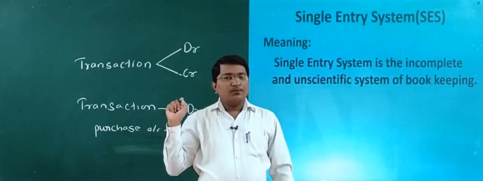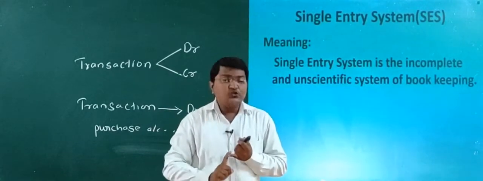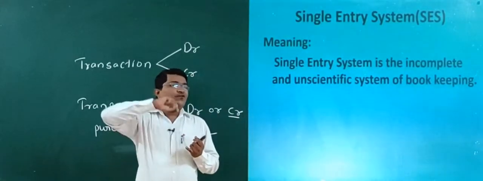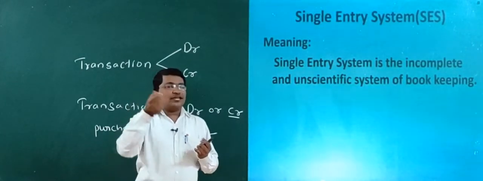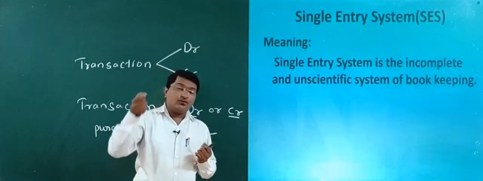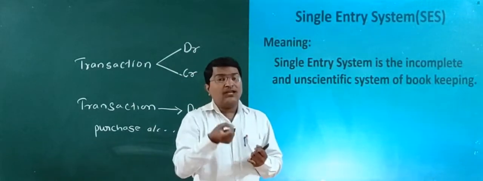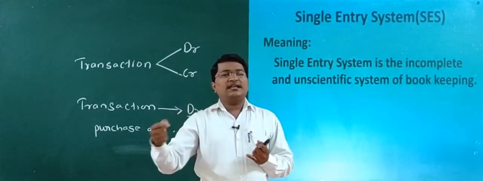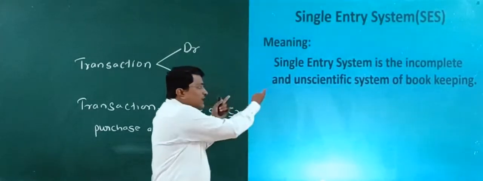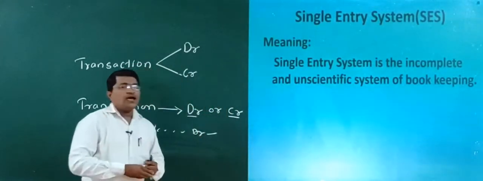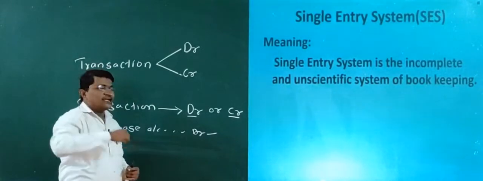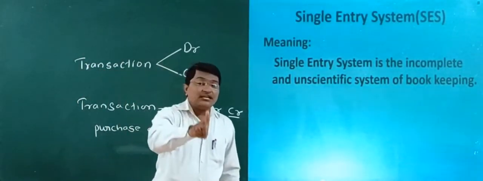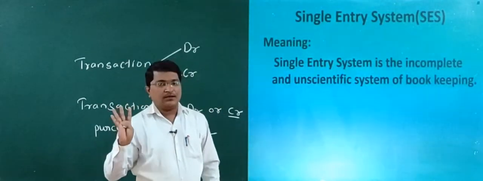Unscientific system of bookkeeping. Otherwise you can also write, if one transaction has only one entry, then it is called single entry system. Otherwise in the books of account we write only one entry for one transaction, then it is called single entry system. So have you clear the meaning? Yes, I repeat once again, single entry system is the incomplete and unscientific system of bookkeeping, right?